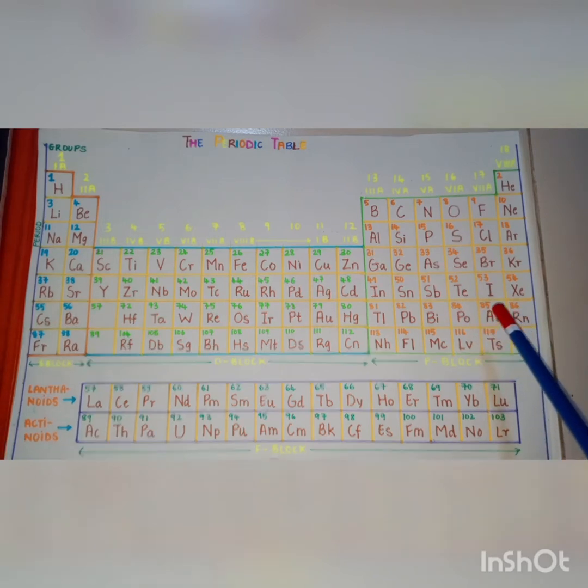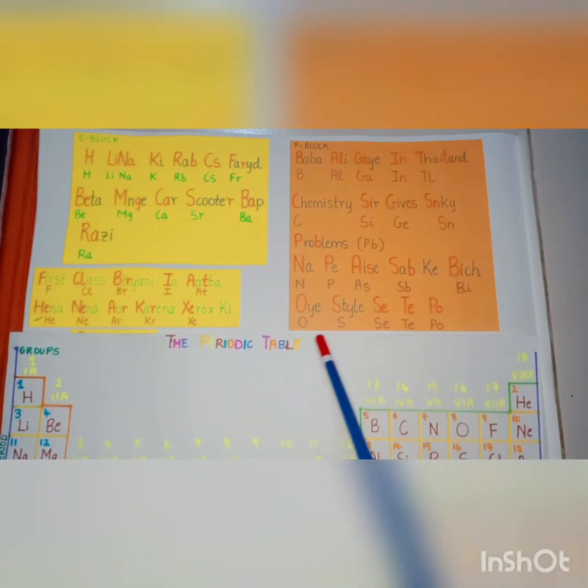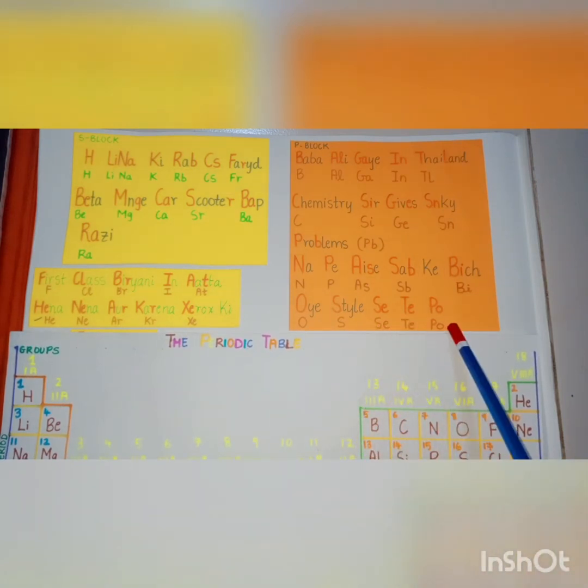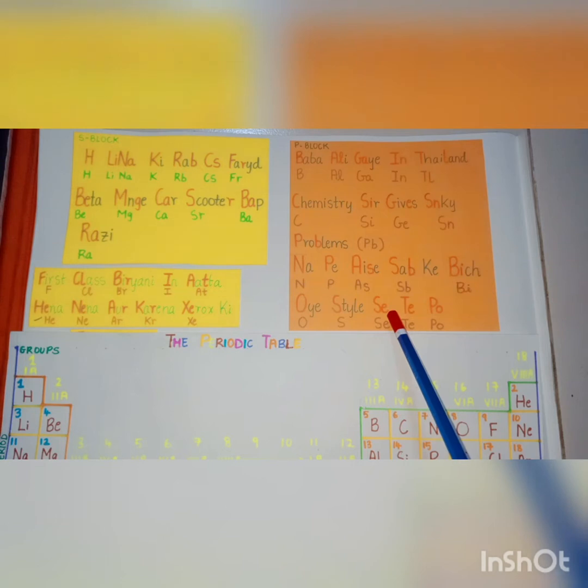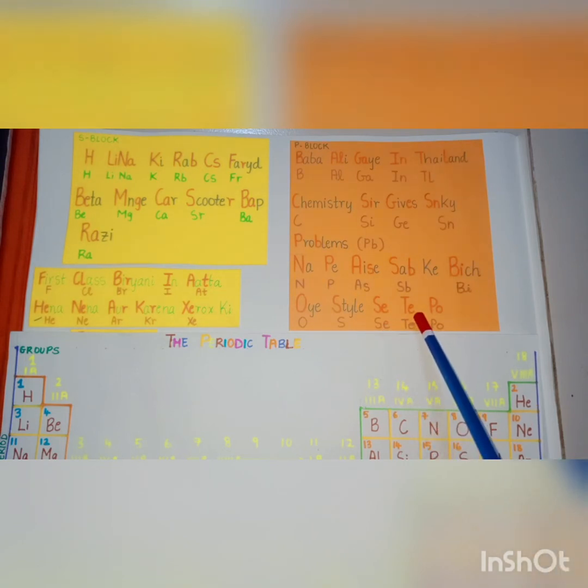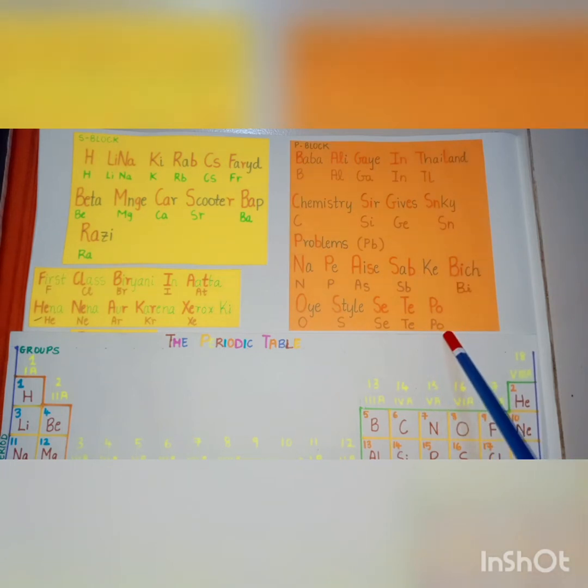Now the trick for the oxygen family is "OA style se tipo", in which O in OA stands for oxygen, S in style stands for sulfur, Se stands for selenium, Te in Te stands for tellurium, and Po in Po stands for polonium.